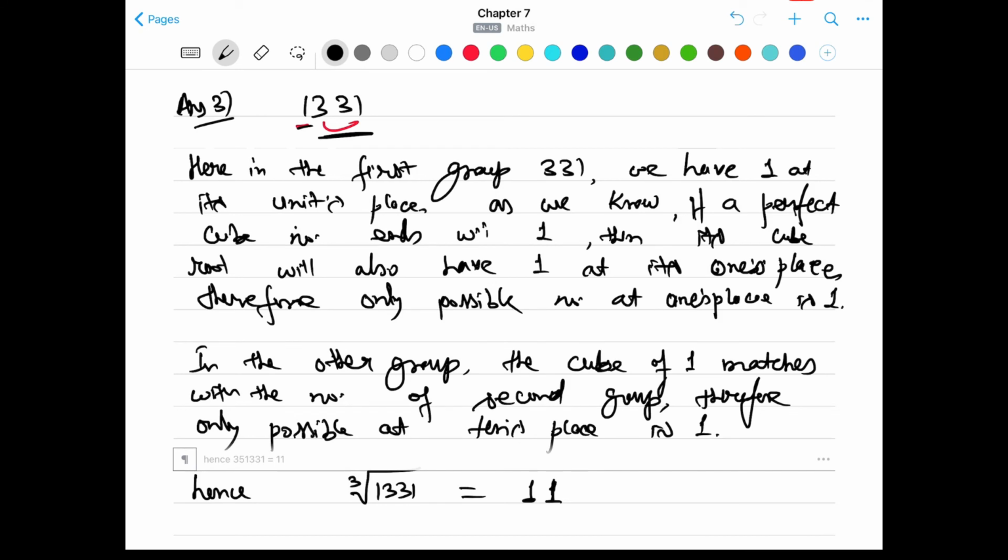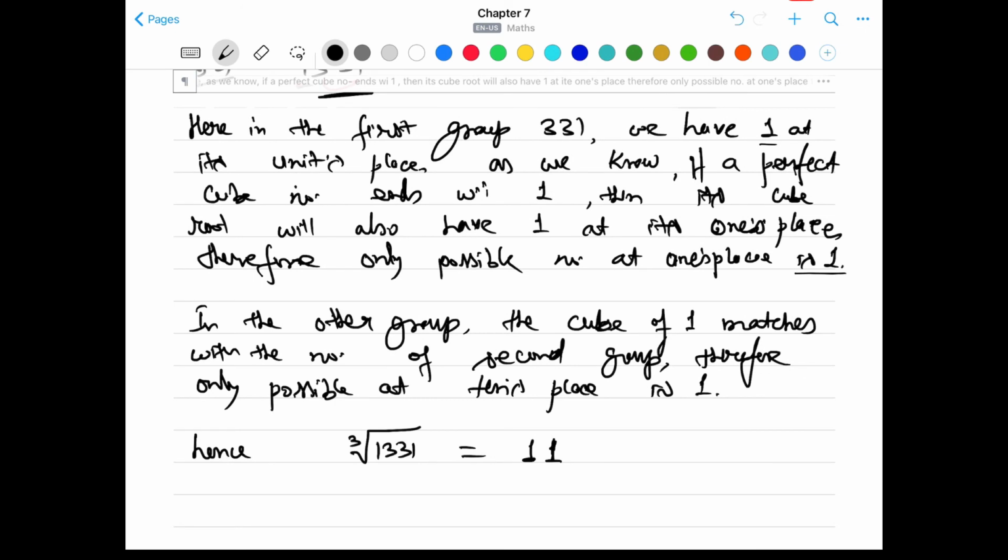You will not directly write by marking arrows. You have to write this statement. In the first group we have 1 at the unit place, and as we know, if a perfect cube number ends with 1, then its cube root will also have 1 at its unit place. Therefore the only possible number here is 1.